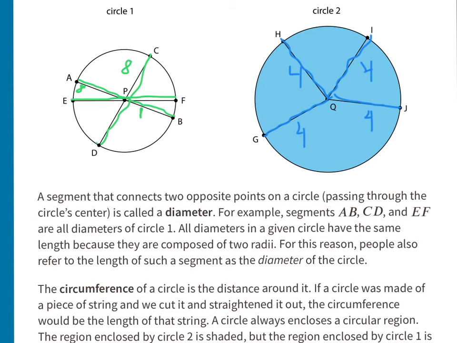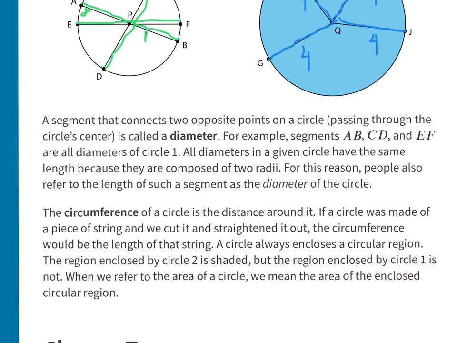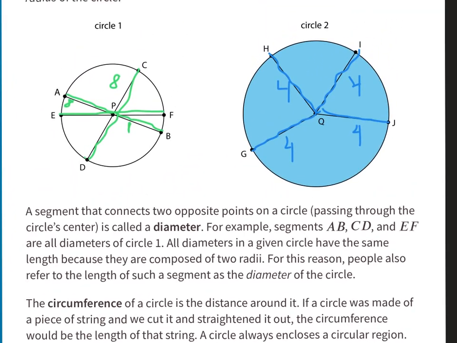Now, the circumference of a circle is the distance around it. If a circle was made of a piece of string and we cut it and straightened it out, the circumference would be the length of that string. A circle always encloses a circular region. The region enclosed by circle 2 is shaded, but the region enclosed by circle 1 is not. We refer to the area of the circle, meaning the area enclosed by the circular region. So if we look back at circle 2, the area is the blue stuff in the middle. Okay, and we'll talk more about area later on in Unit 2.